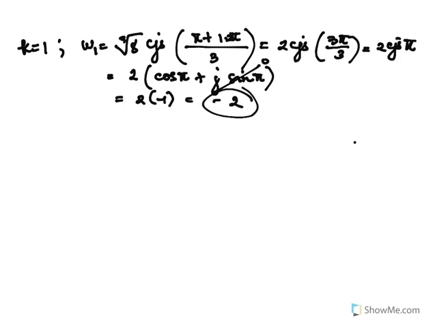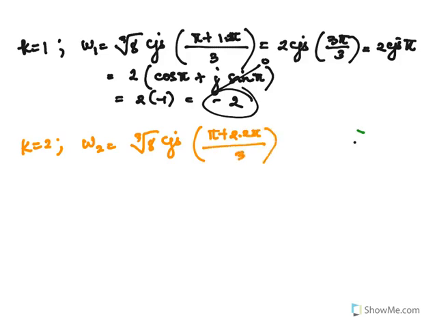Ito yung root na nakukuha natin kapag we just solve for x cubed plus 8 equals 0 and then x cubed equals negative 8, get the cube root of both sides. Ayan, makukuha natin yung real root na negative 2. Okay? And then lastly, for k equals 2, omega sub 2 is equal to cube root of 8 cis of pi plus 2 times 2 pi all over 3, which is 2 cis 5 pi over 3.